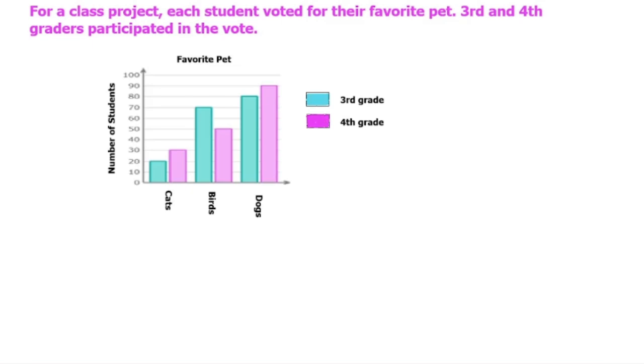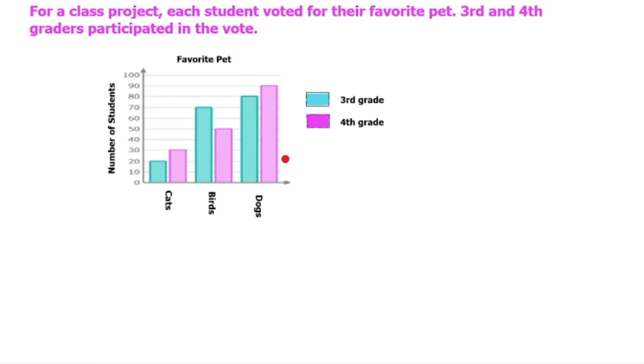In this video, we're going to work on interpreting a bar chart. And in this case, we have a double bar chart. So if we have a problem like this that says, for a class project, each student voted for their favorite pet. Third and fourth graders participated in the vote.